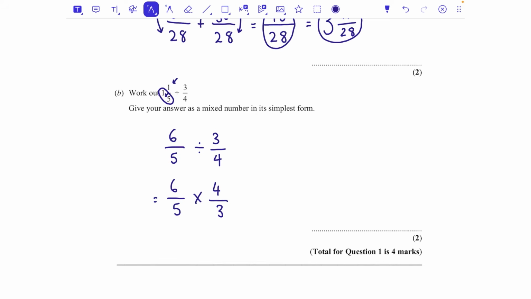And once we're timesing, this is lovely. We don't need to make the denominators the same when you're timesing or dividing. We're just going to do the top times the top and the bottom times the bottom. So that's going to be 24 out of 15.